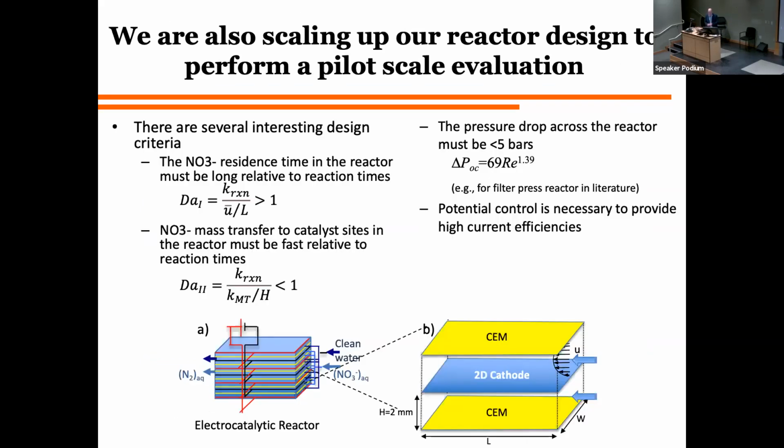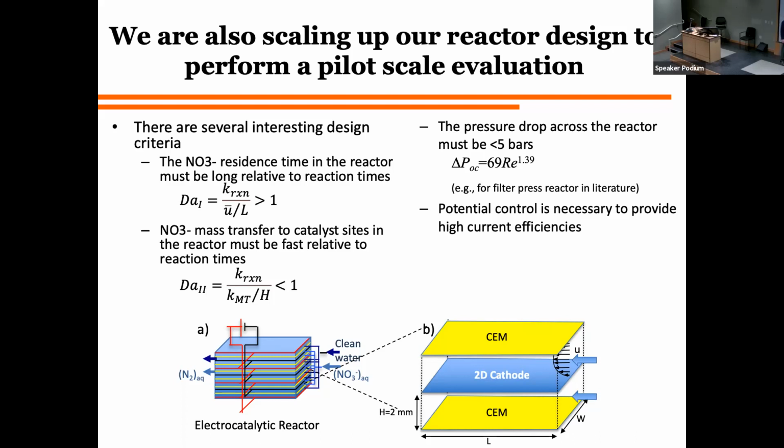I had one more thing that we're also starting to work on, and that's scale up. We have this little reactor. It's this big, right? You can't treat much water with a little reactor that big. And so we're starting to think about how to scale up this electrocatalytic reactor. We need a residence time in the reactor that's long relative to the reaction time of the nitrate. And so you could look at a dimensionless number called the first Damköhler number, where you just look at the reaction time divided by the travel time through the system.